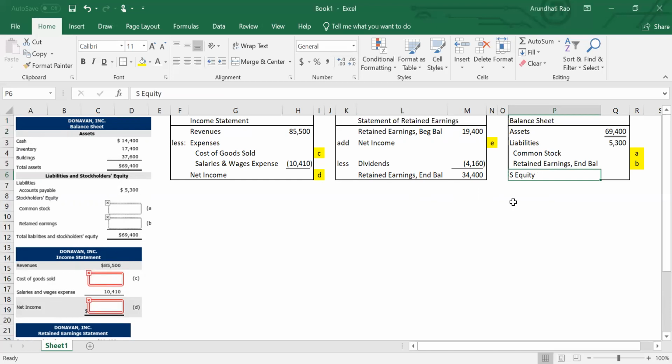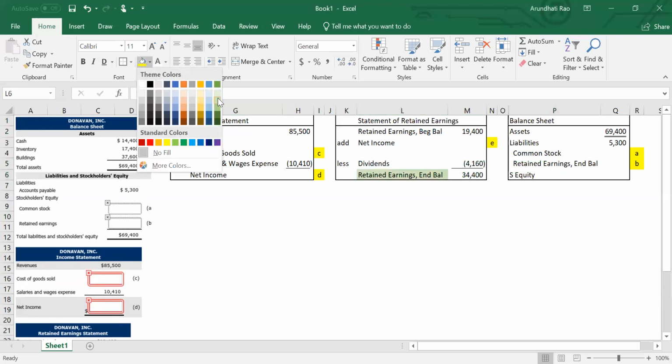So now here's what I would suggest how we're going to work with this. Look at the information over here and see which one we can solve easily. Okay, so we will start over here. The retained earnings ending balance is the same number as what we have over here. So I'm going to start highlighting this in different colors to help me explain.